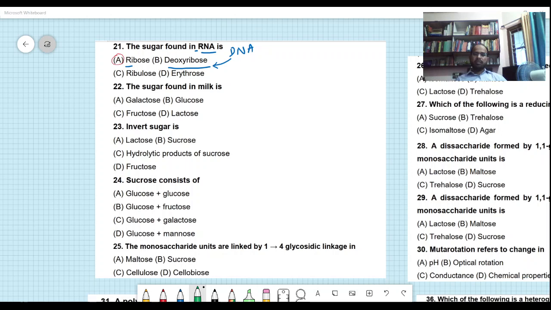I think we have seen more details about this. Can you make it out? Glucose and fructose are ruled out because they are found in sugarcane. Lactose is the right answer. Okay? So we have seen the configuration of lactose and its structure along with maltose as well. So the right answer for this is D.